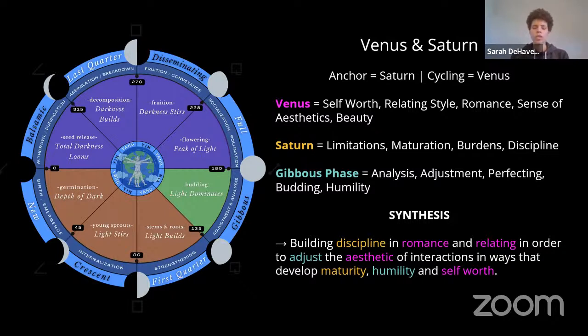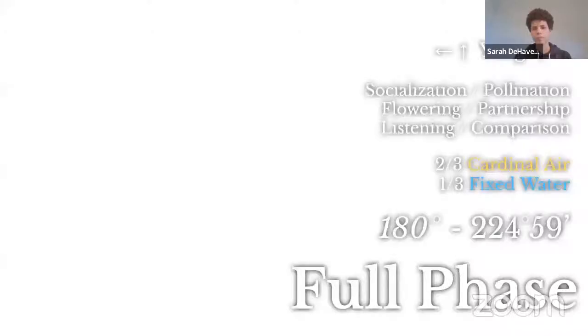And so using this planetary pair, understanding it from the perspective of Gibbous can really help a person to develop their discipline in romance and relating, right? So that they can develop, like literally develop their self-worth and also their humility in a way that doesn't make them prostrate themselves to others or lower themselves beneath others.